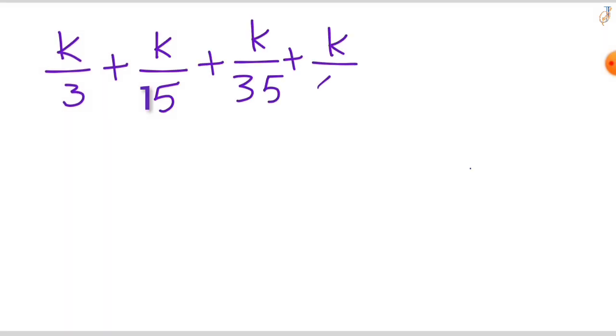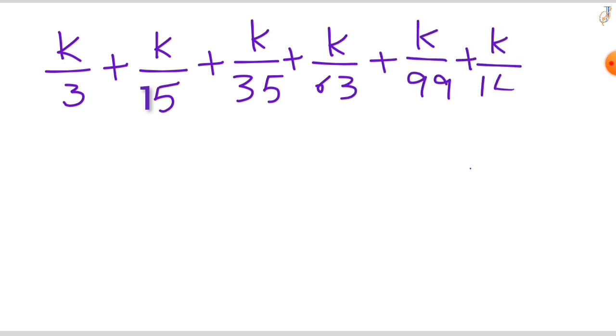Today's question is k over 3 plus k over 15 plus k over 35 plus k over 63 plus k over 99 plus k over 143, that is equal to 18. We need to find the k value here. We will solve this question step by step.